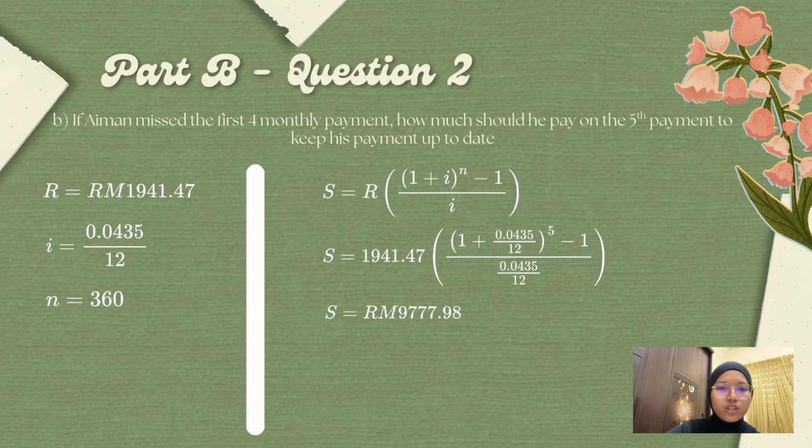So here we can use the future value formula, which is S equals R bracket another bracket 1 plus I close the bracket to the power of n minus 1 divided by I close the bracket. So now we can replace the information given into that formula. So we will get S equals 1,941.47 bracket another bracket 1 plus 0.0435 over 12 close bracket to the power of 5 minus 1 over 0.0435 over 12 close bracket. So we will get the value of S, which is 9,777.98.